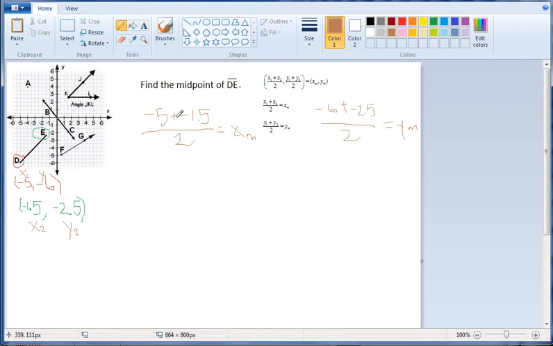Then we solve. -5 plus -1.5 should be -6.5, divided by 2. That's going to be my x midpoint. Then for my y, I've got -6 plus -2.5, which is going to be -8.5, divided by 2. That's going to be my y midpoint.